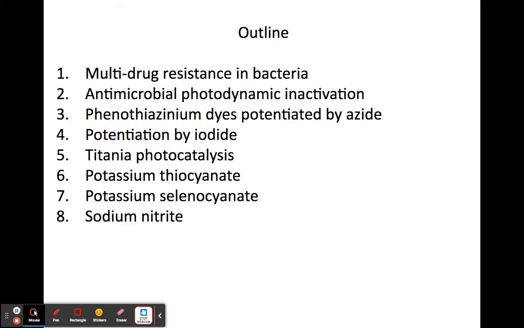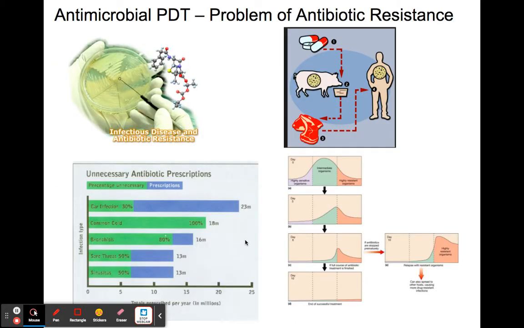So the outline we have here, we do aPDI because of multi-drug resistance, and then I'll talk about the different salts: azide, iodide, thiocyanate, selenocyanate, and nitrite. The problem of antibiotic resistance is widespread, caused by several reasons: unnecessary prescriptions, people stopping because they're cured, and even use in animal feedstuff. So, a widespread problem.